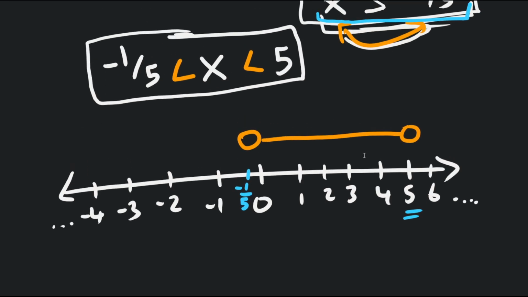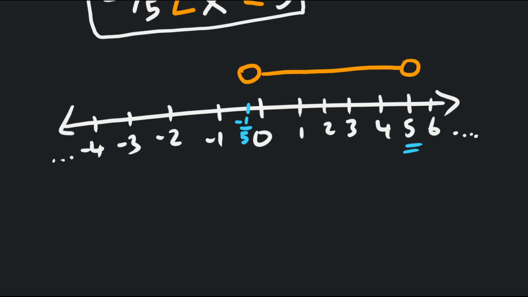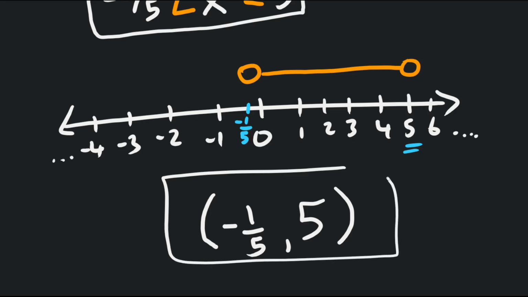Great, and now let's use interval notation to represent the solution set. In interval notation, our lowest number on this orange line is negative 1/5. And we have an open circle because we're not including negative 1/5. So for an open circle, we're going to use a parenthesis, comma, and then the largest number, the rightmost number on this number line, is 5. Again we have an open circle, so we'll use a parenthesis as well. And that is how we represent the solution set using interval notation.